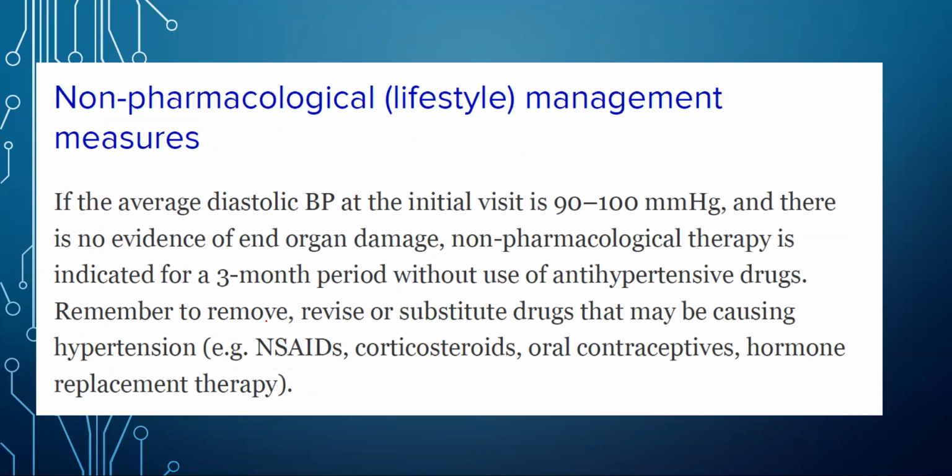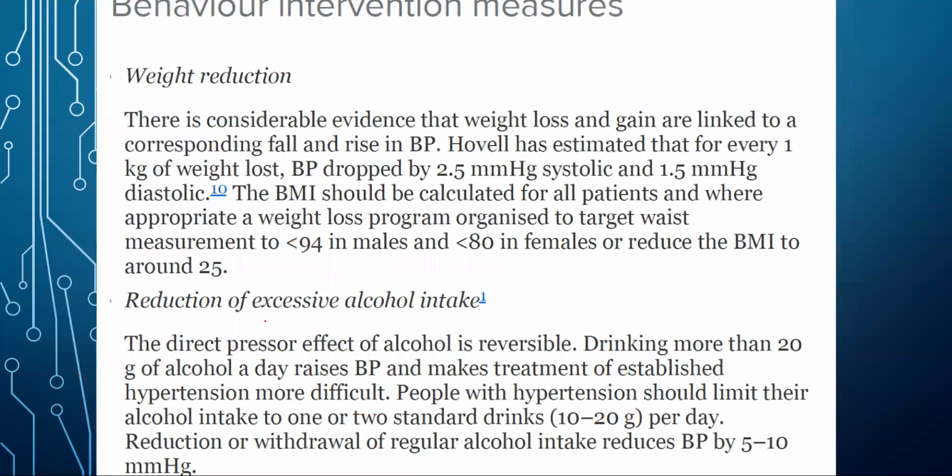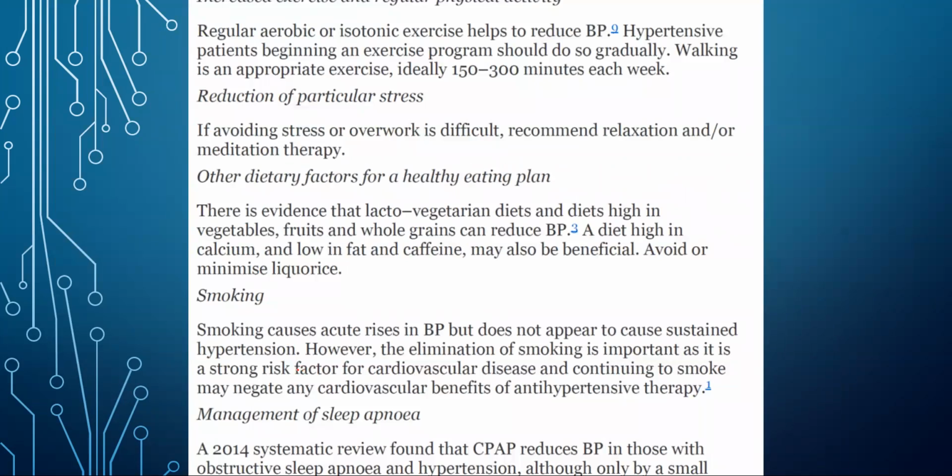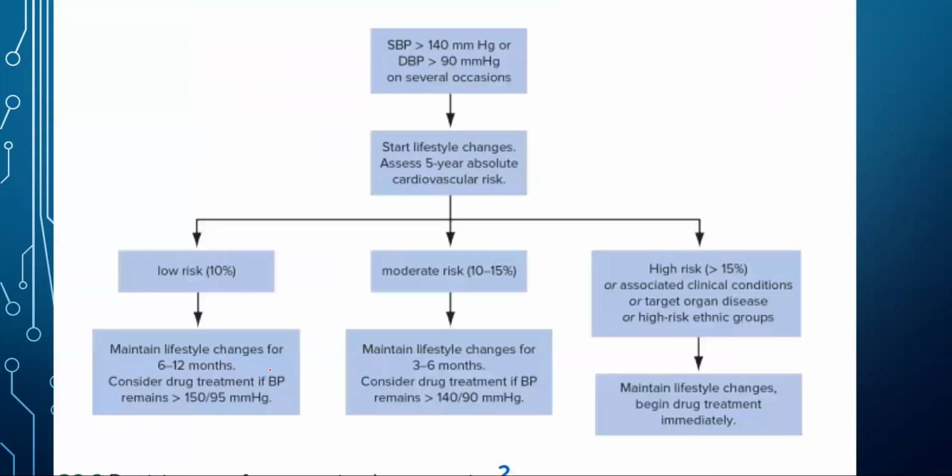Now, initial management of hypertension begins with lifestyle modification, especially for mild hypertension. 3 months of lifestyle modification is the choice of management. And in lifestyle management, the most important one is weight reduction. If a patient loses at least even 1 kilo body weight, their blood pressure will drop by 2.5 millimeter mercury. Then reduction of alcohol intake, reduction of salt intake is also important. Then there are also some other things like smoking, management of sleep apnea, doing some exercise, all are important lifestyle modifications.